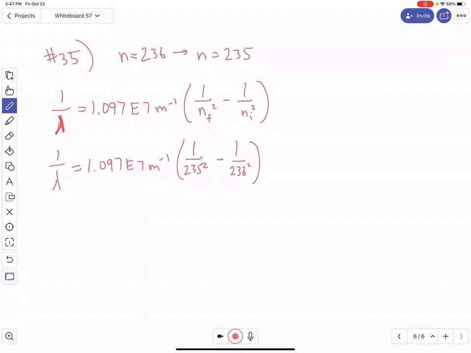Let's see. 1 divided by 235 squared minus 1 divided by 236 squared. Yeah, so I get 1 over wavelength equals 1.097 e to the 7 per meter times 1.53 e to the negative 7. So multiply those two together.